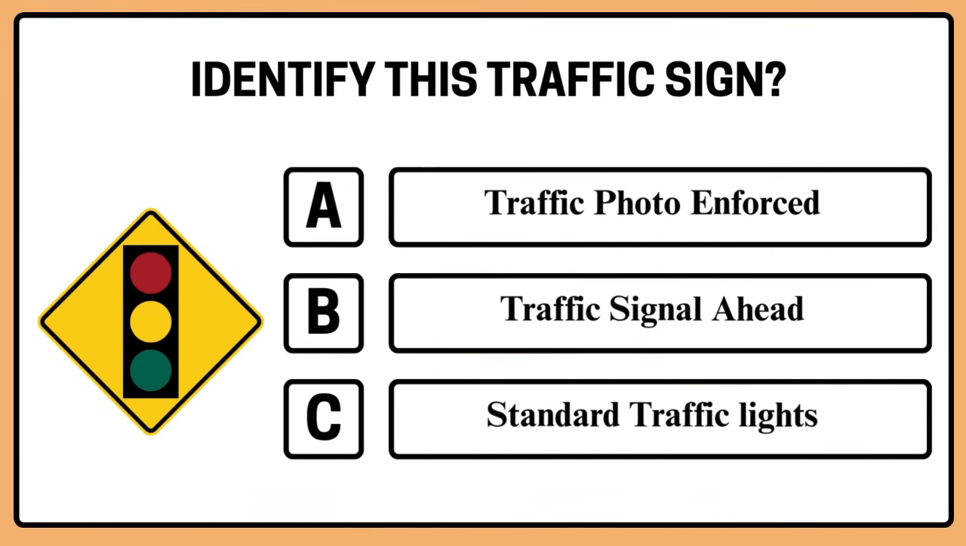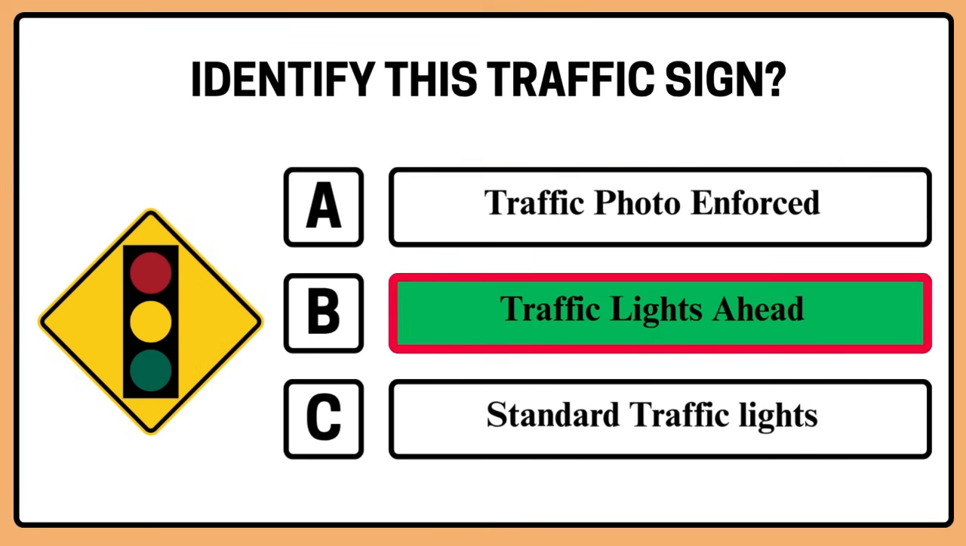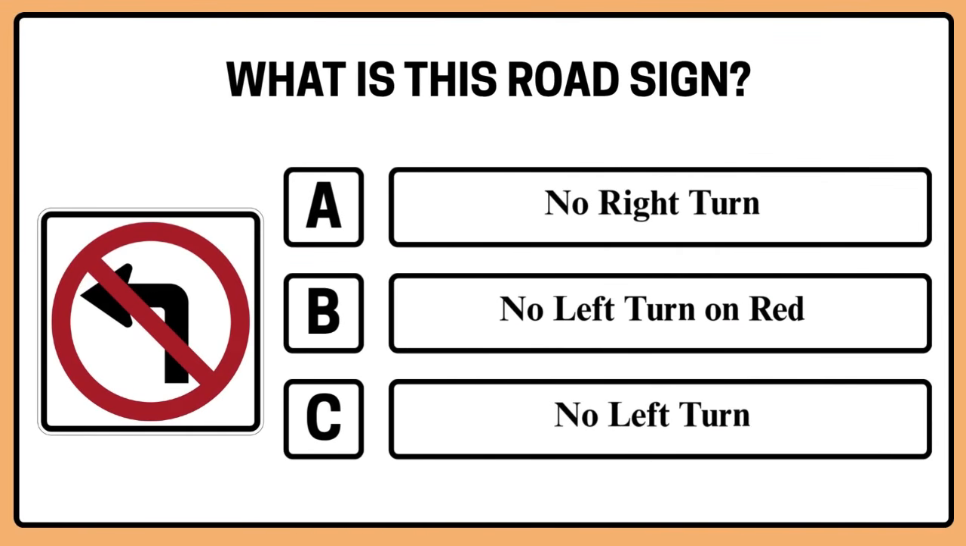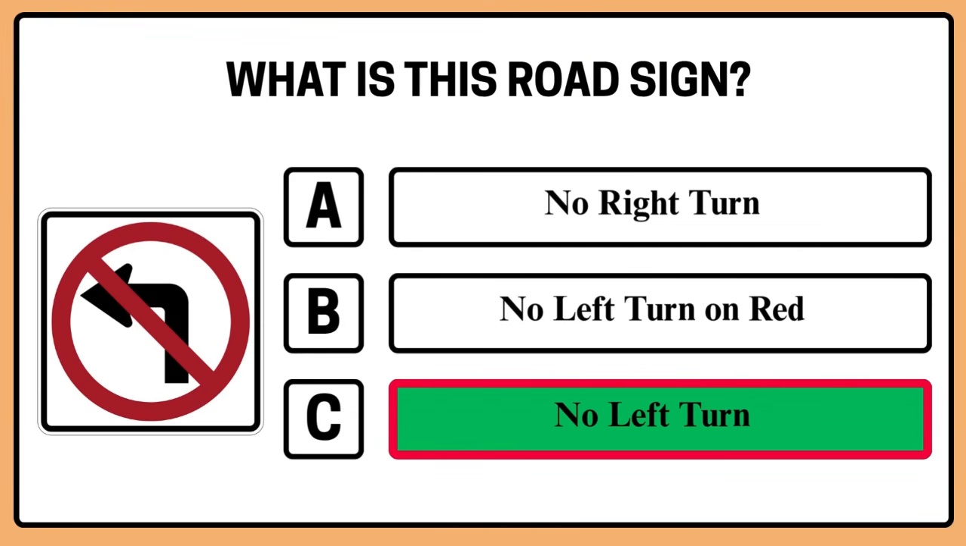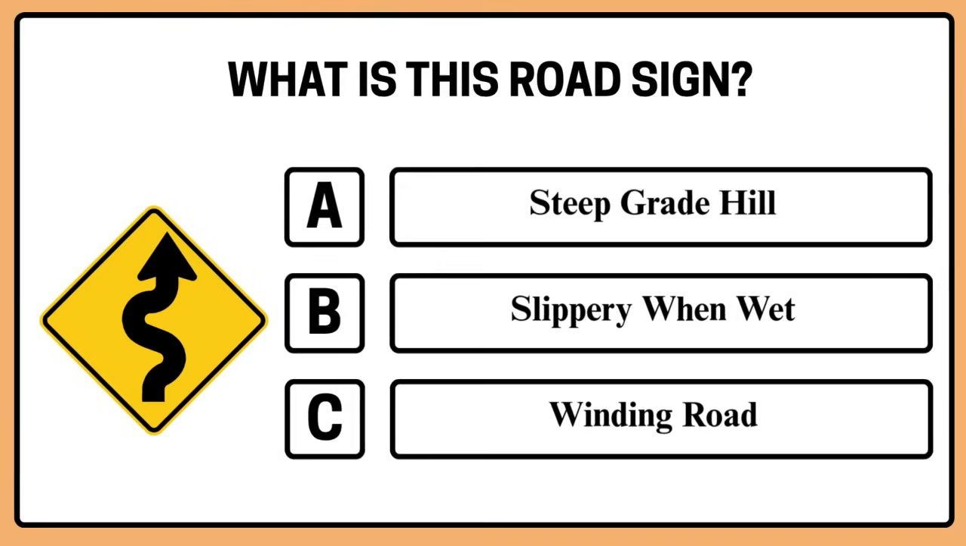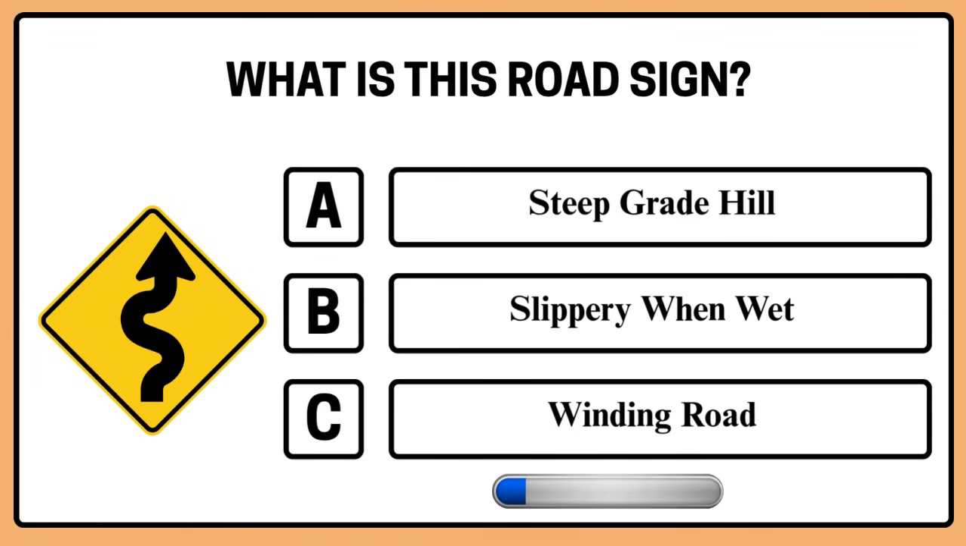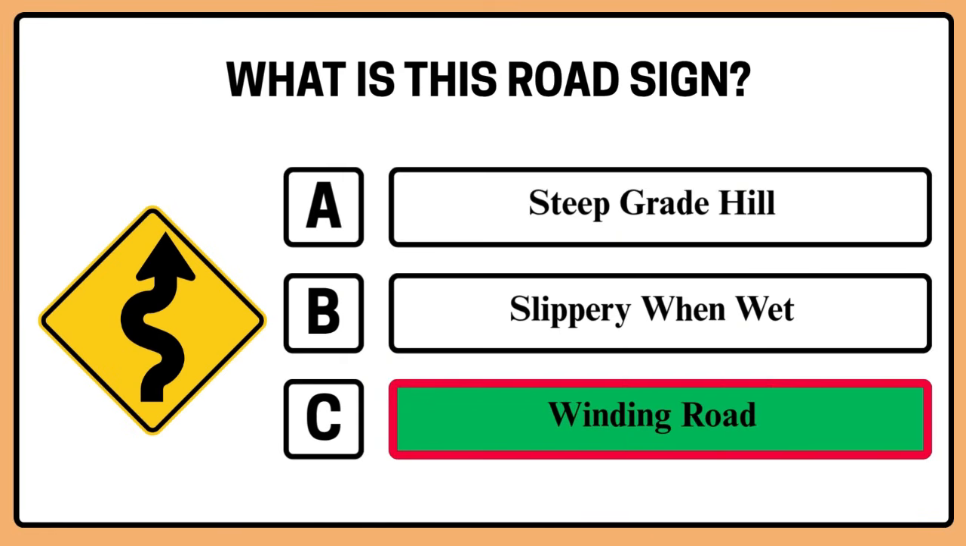Identify this traffic sign. The answer is B, traffic lights ahead. What is this road sign? The answer is C, no left turn. What is this road sign? The answer is C, winding road.